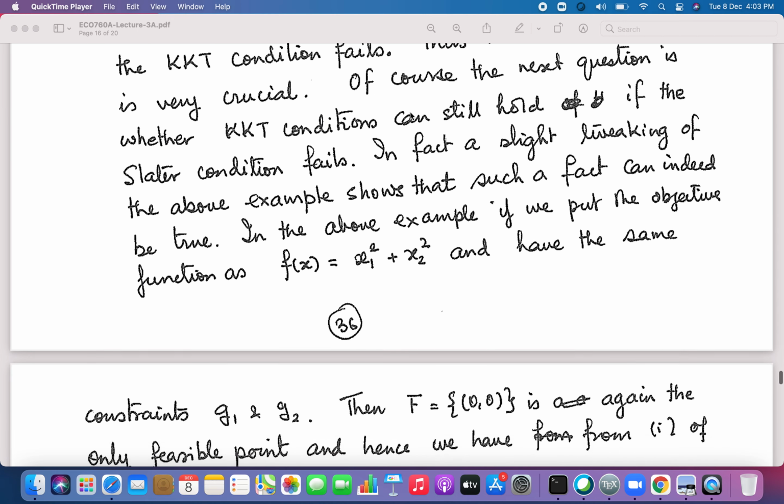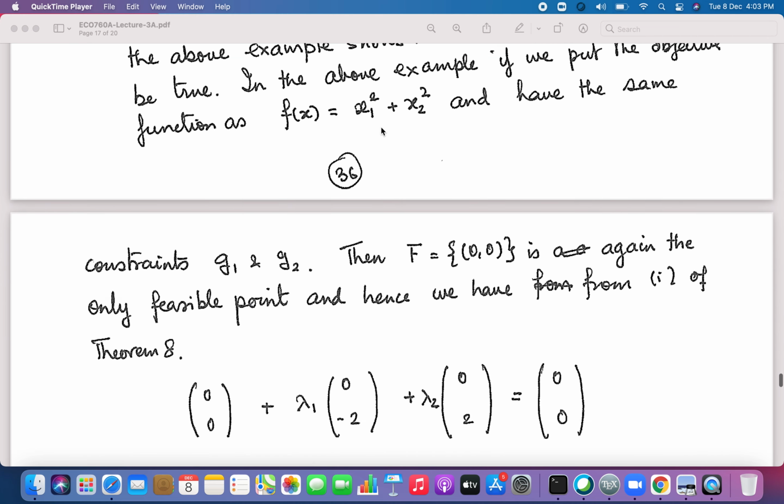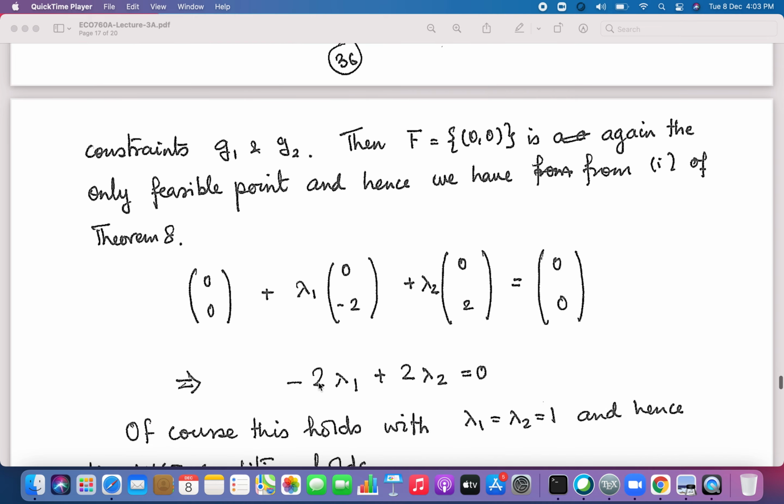Now in that case, if I want to run the KKT conditions, my grad of f at (x1, x2) is (2x1, 2x2), and at 0 0 it is the vector 0 0. So the first equation would be 0 equal to 0, which is okay. And the second equation will give me minus 2 lambda 1 plus 2 lambda 2 equal to 0. If I put lambda 1 equal to lambda 2 equal to 1, or in fact lambda 1 equal to lambda 2, non-zero, some quantity, say 2, 3, 4, whatever.